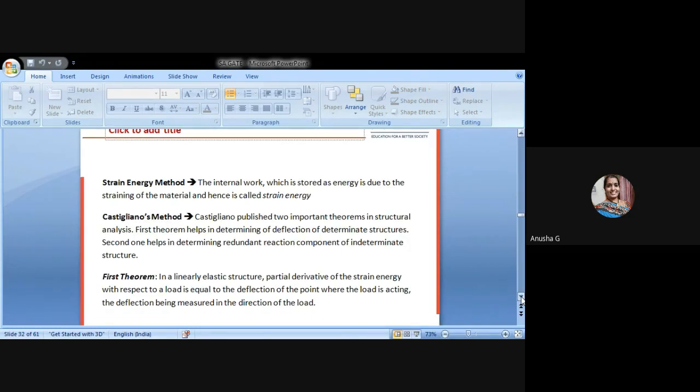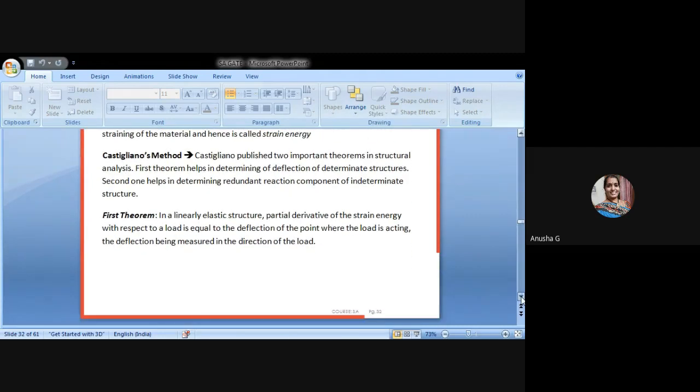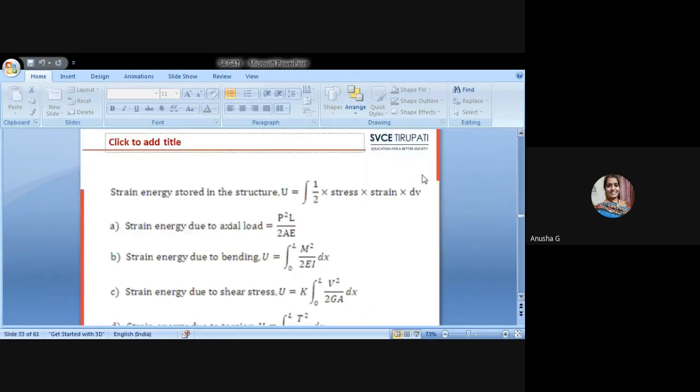In a linearly elastic structure, the partial derivative of the strain energy U with respect to the load W gives the deflection at the point where the load is acting. The deflection is measured in the direction of the load. Our equation for strain energy stored is U equals half into stress into strain into dV, where dV is the change in volume.